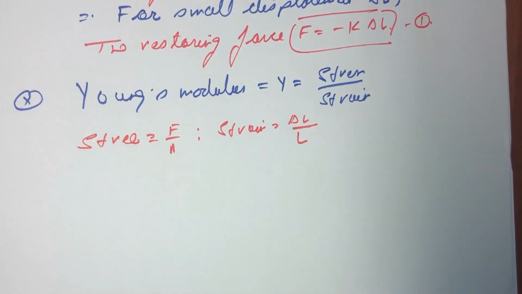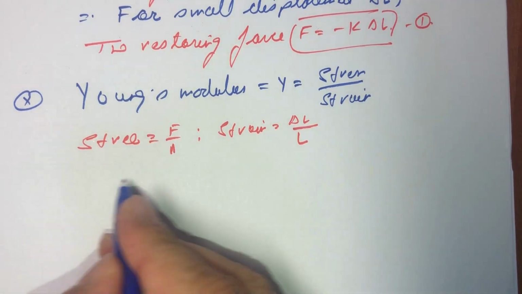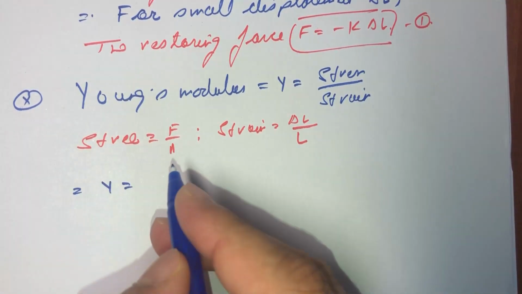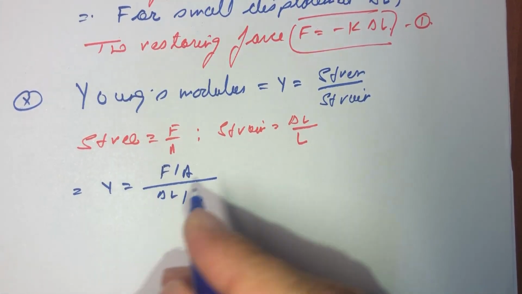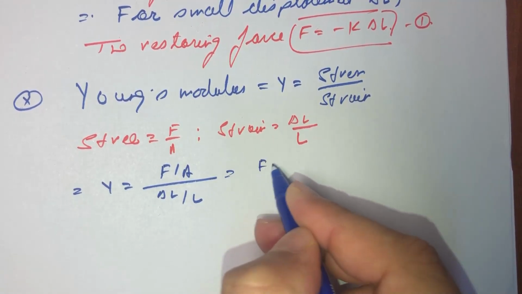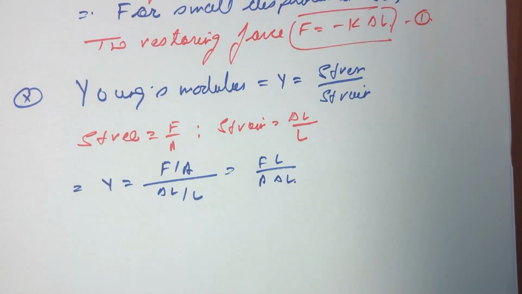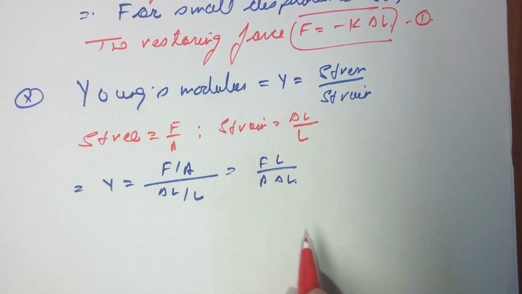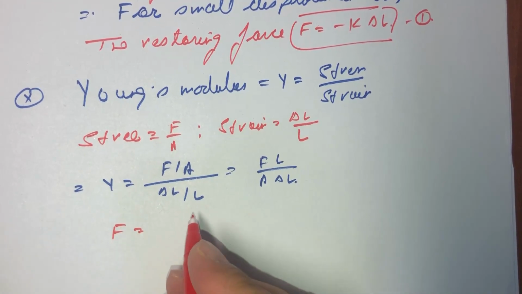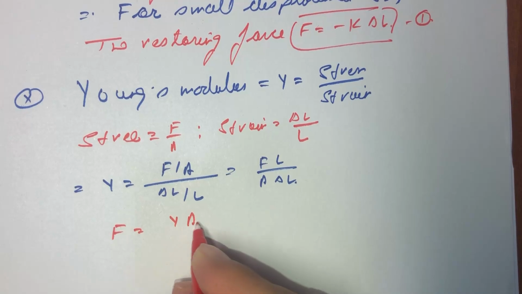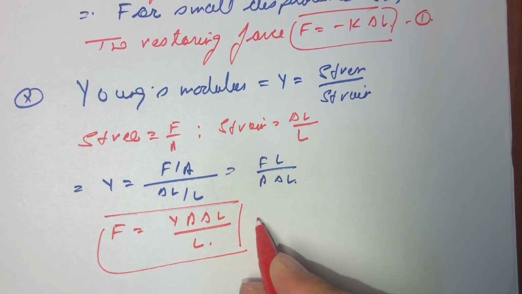So we substitute these formulas in the equation for Y. We get Y is equal to F upon A divided by delta L upon L, or we can write this as FL upon A delta L. From here we can find the value of force F, which will be equal to Y A delta L upon L. This is equation number 2.